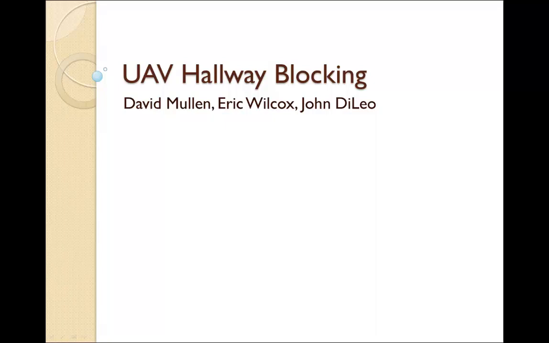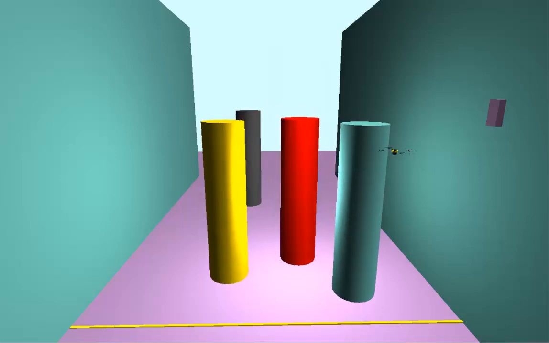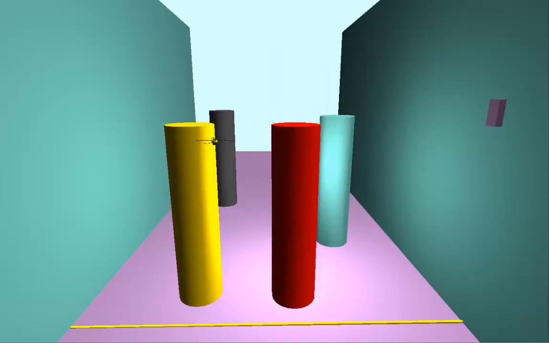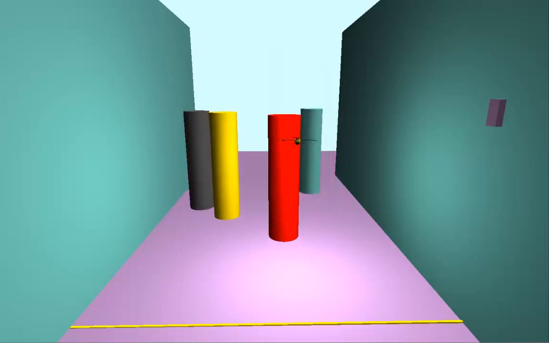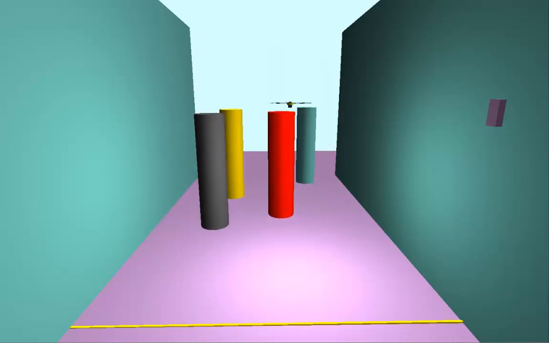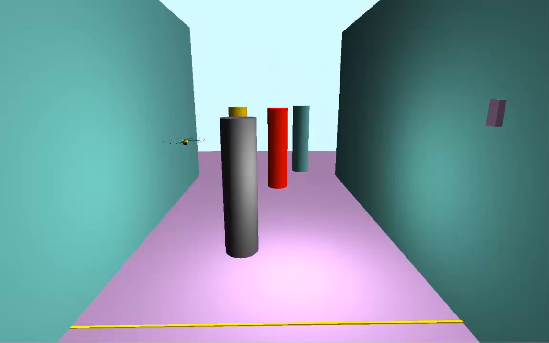Welcome to the UAV Hallway Blocking Project by David, Eric, and John. Our project automates a UAV to block crowds coming down a hallway from crossing a line in which it operates, as well as allowing manual control of one of the crowds in order to observe particular behaviors of the automation.